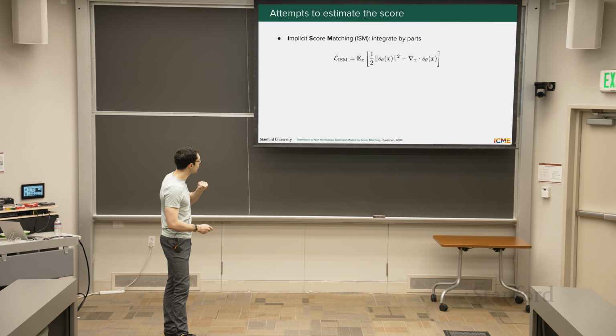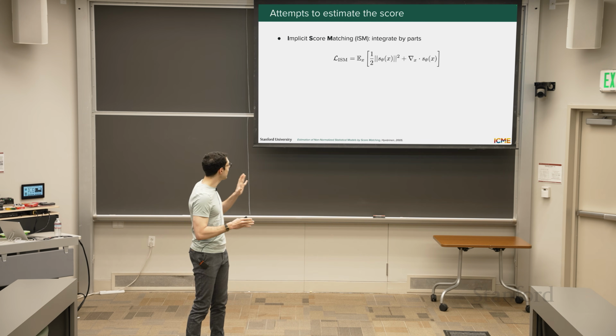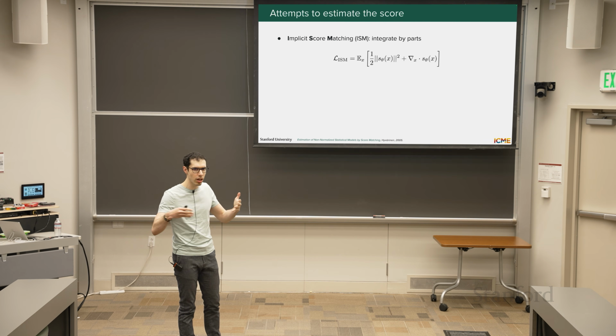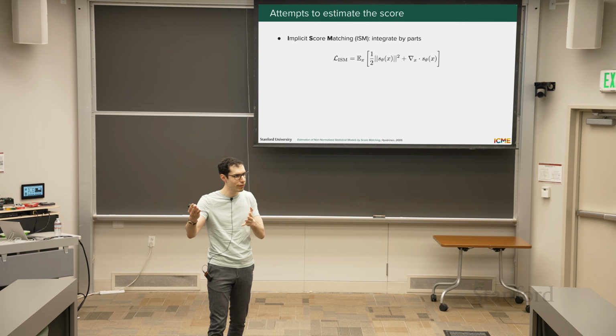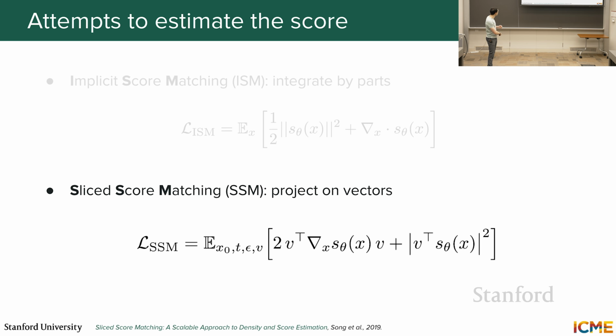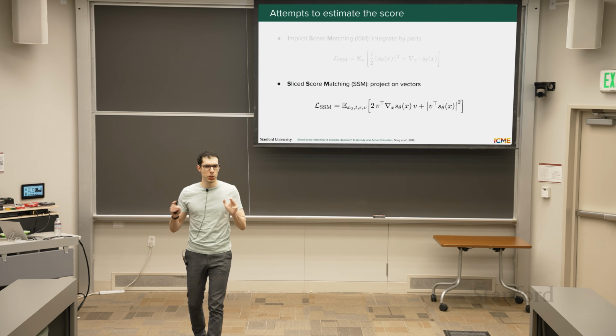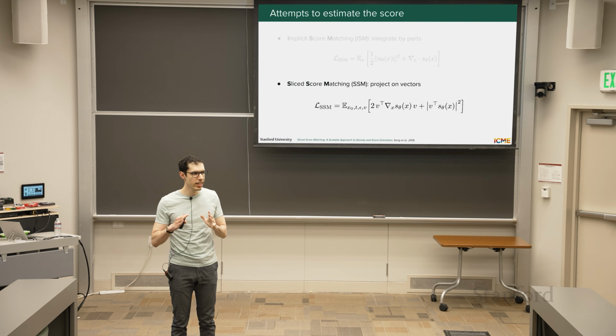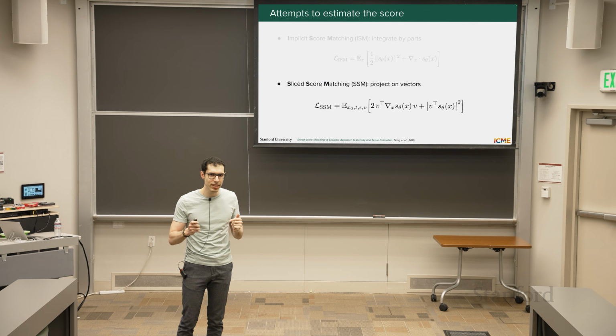For instance, back in 2005 there was a method called implicit score matching that derived a loss that did not require knowledge of the true score function. And there was another method called sliced score matching, which used the fact of projecting the score on different random vectors, random projections. I put the papers at the bottom of the slide. We're not going to go into details, just because these methods are not really commonly used nowadays.